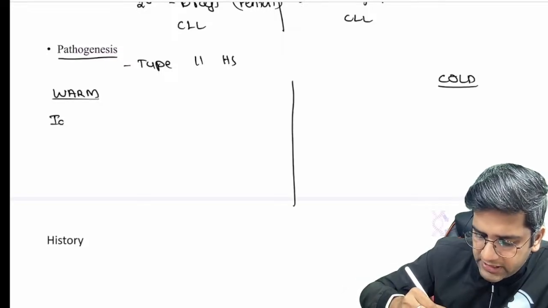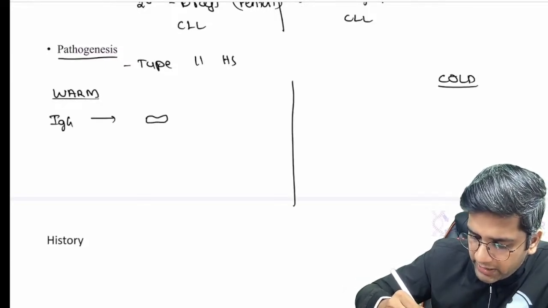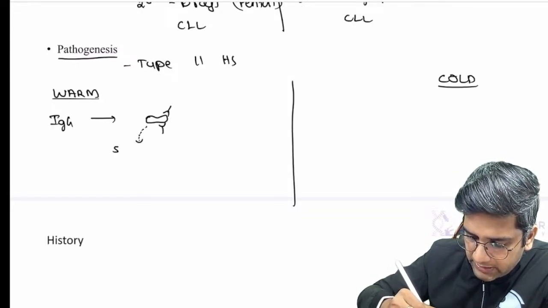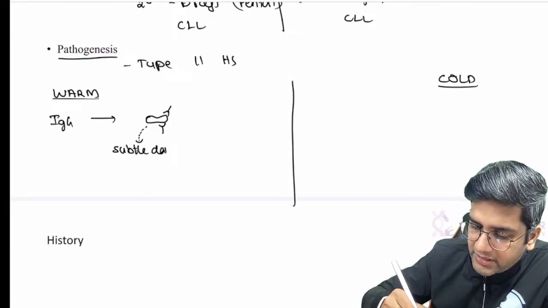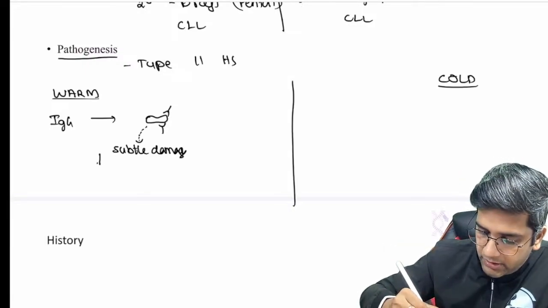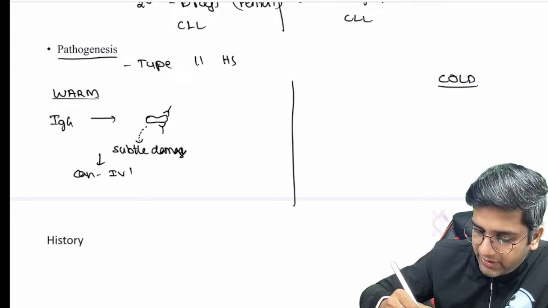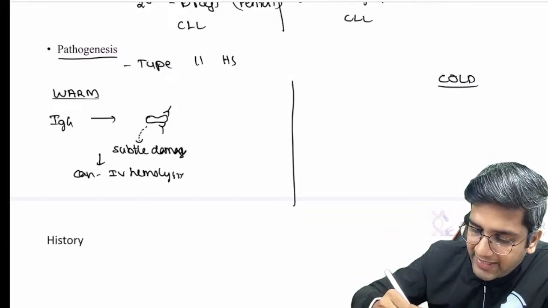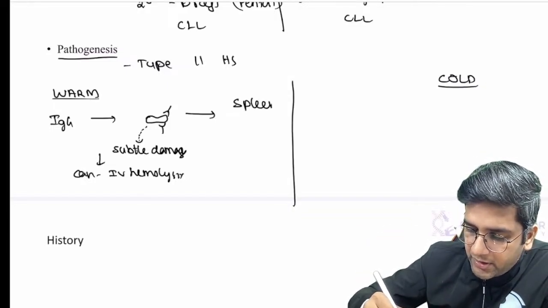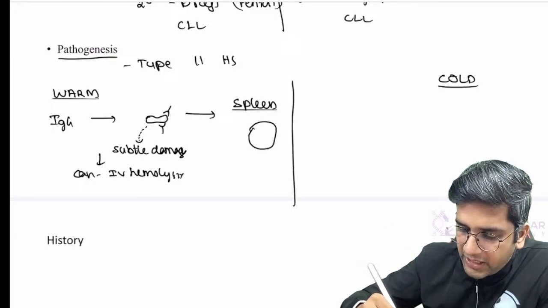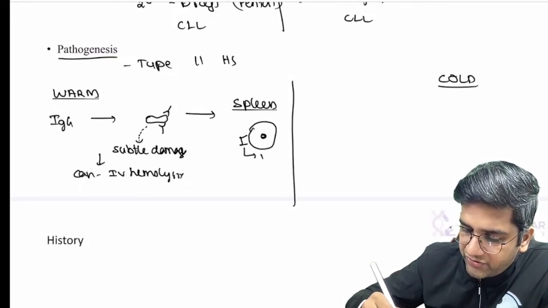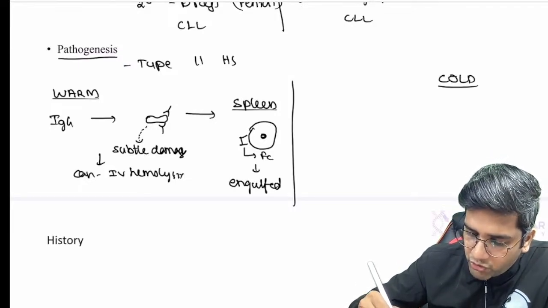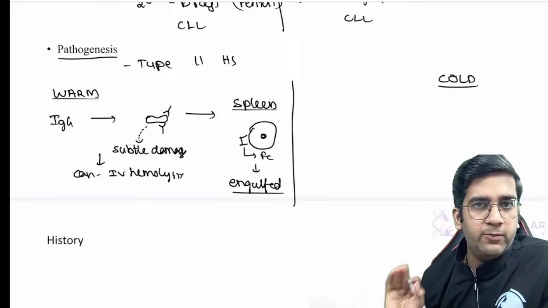I'll have primarily IgG autoantibody, which is going to bind to an RBC. There is a possibility of direct damage, which can result in intravascular hemolysis. This is not the common one, so if you don't want to write it, ignore it. When this IgG goes via the spleen, the spleen has macrophages. Macrophages have the Fc receptor for the Fc portion of IgG. So it will bind and it will be engulfed. This is how it is mostly engulfed. That's the pathogenesis of warm autoimmune hemolytic anemia.